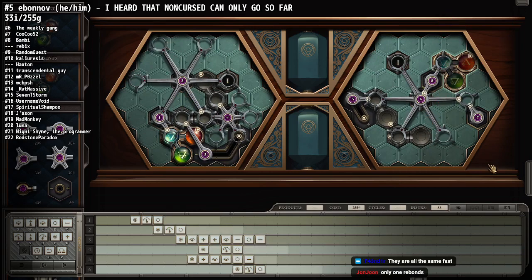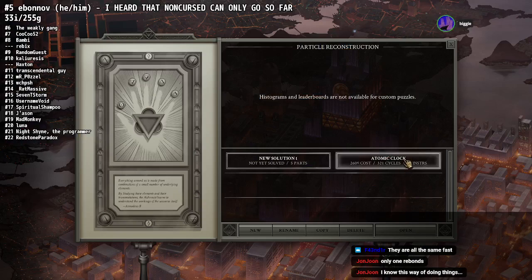Alright, in fourth place now. Everyone's hoping to get top 3. In fourth place, at 260 gold and 30 instructions, I think. Yeah, we have Fiesta Lair. Wow.